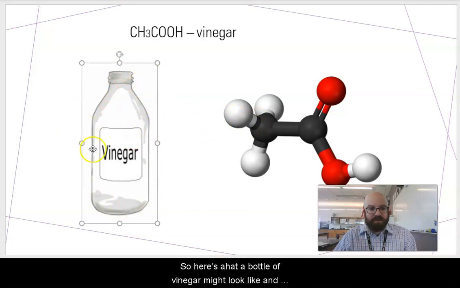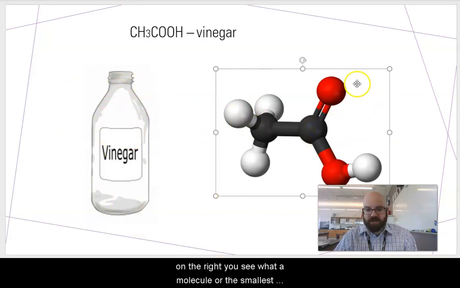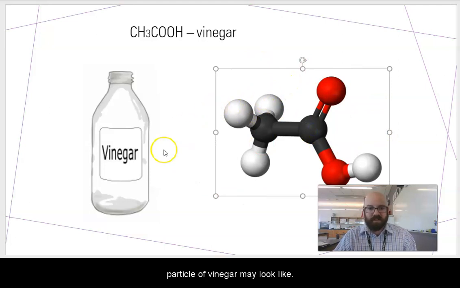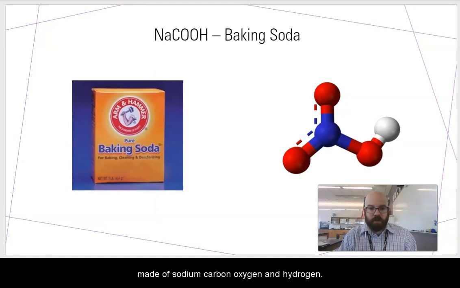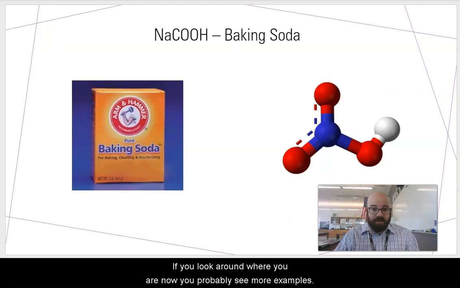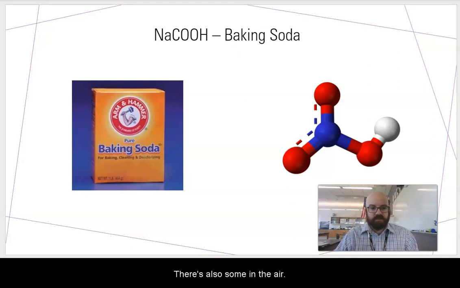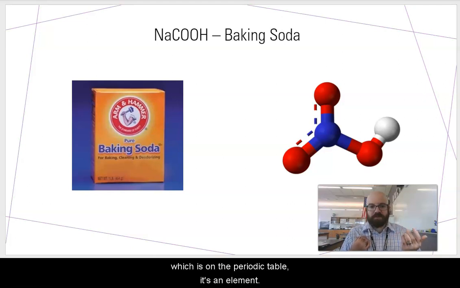So here's what a bottle of vinegar might look like, and on the right you see what a molecule, or the smallest particle, of vinegar may look like. And we also have baking soda, made of sodium, carbon, oxygen, and hydrogen. So these are some common examples of compounds. If you looked around where you are now, you probably see more examples. There's also some in the air. When we inhale, we breathe oxygen, which is on the periodic table, so it's an element. When we exhale, we get rid of carbon dioxide, which is CO2, a compound.